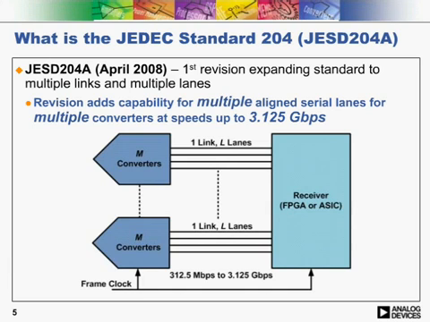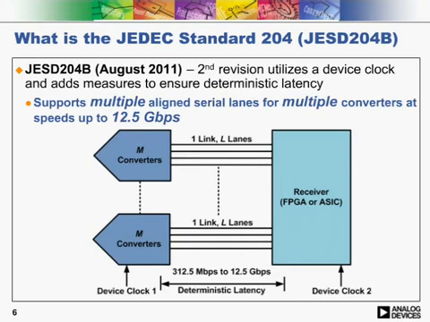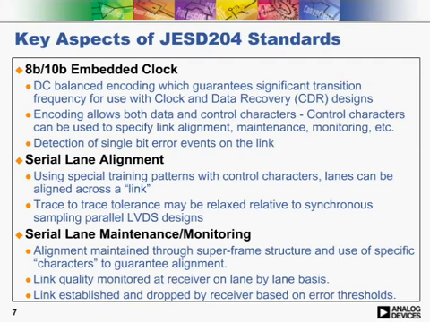And like the original standard, a common frame clock is used between the converter and the FPGA, and again, that is also the sampling clock for the converter. In August of 2011, the 204B revision was released. This update to the standard added device clocks, which must be harmonically related, and also added provisions to ensure deterministic latency in the system. This version again supports multiple serial lanes for multiple converters, but the data rate of the interface has been specified up to 12.5 gigabits per second.